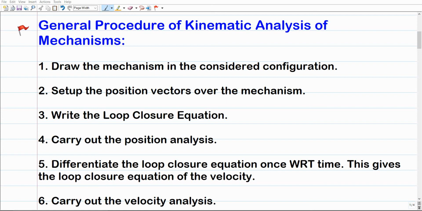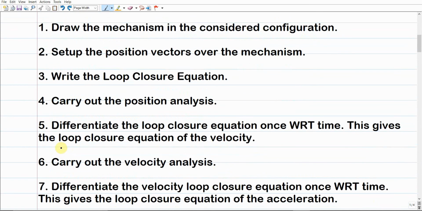So your objective through step 1 here is just to draw the mechanism in the considered configuration, then set up the position vectors over this mechanism. Then you write the loop-closure equation. Then you carry out the position analysis. These 4 steps we practiced and discussed before. Once you finish the position analysis, what does it mean? It means that your objective is just to find the unknowns.